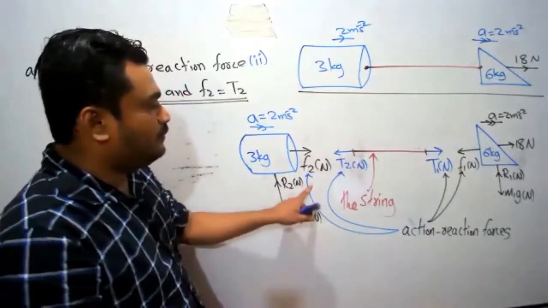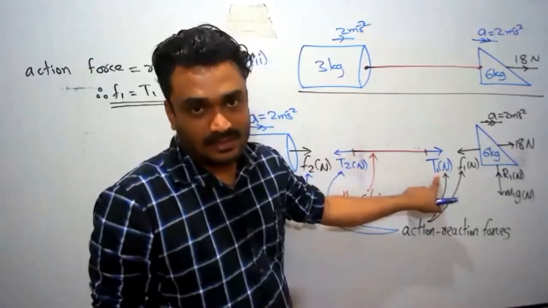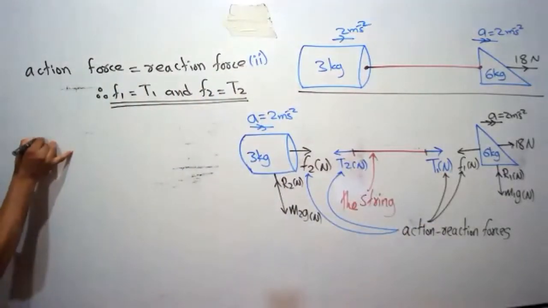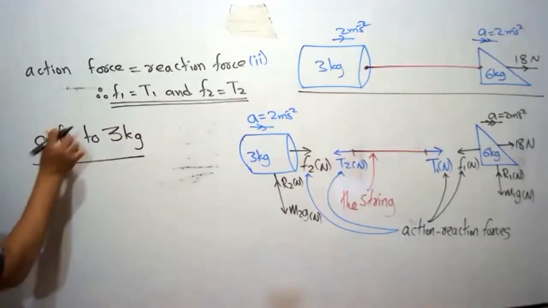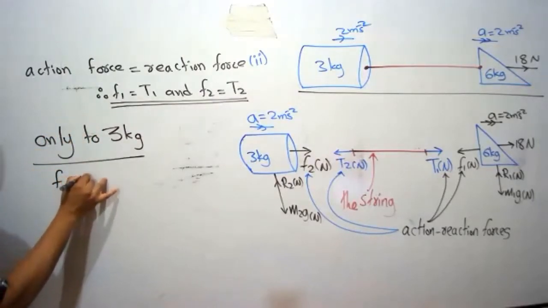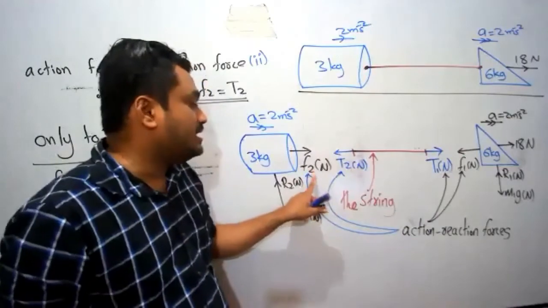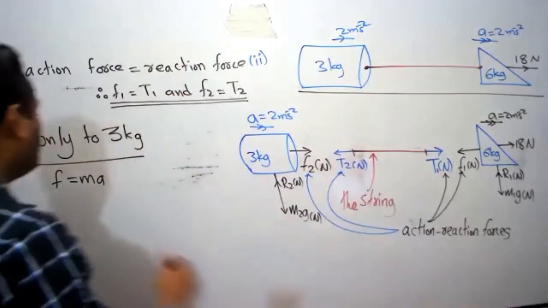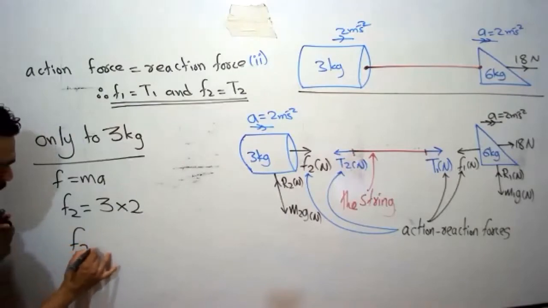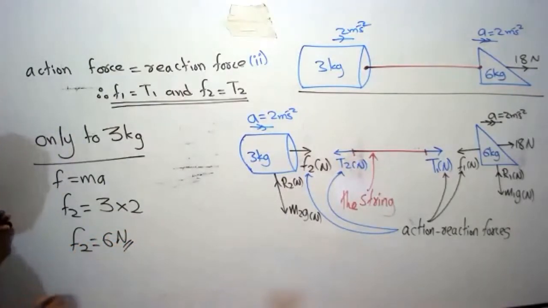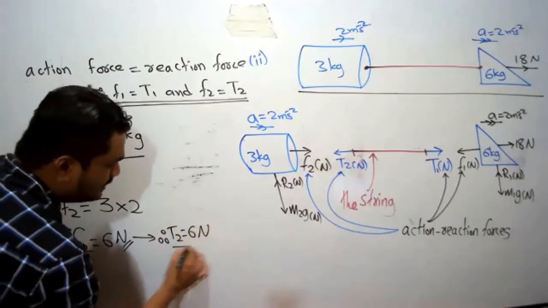Got it? So if I find the value of F2, that is equal to T2. If I find the value of F1, that is T1. They are equal, right? So look at the board. I'm going to apply F equals ma only to the 3 kg object. The only force acting on the 3 kg object is F2 along the horizontal direction. Therefore, F2 equals mass of the object, which is 3, times acceleration, which is 2. So F2 equals 6 Newton. Therefore T2 is also 6 Newton.